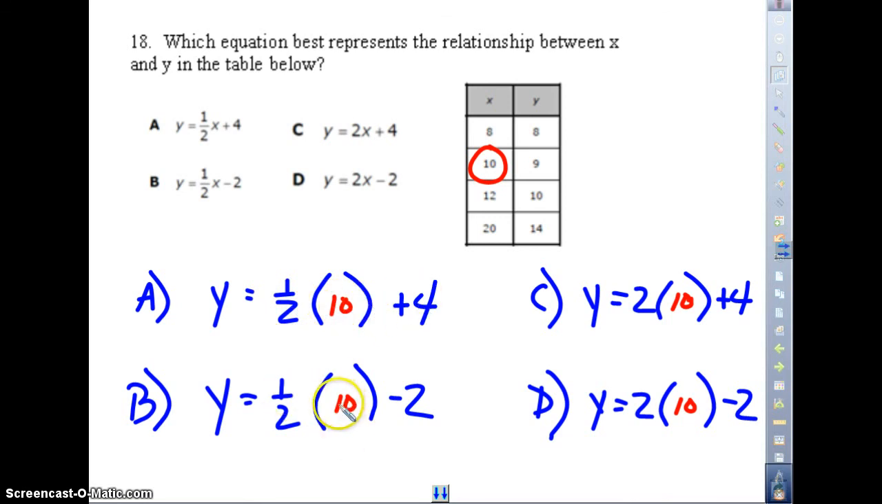Half of 10 is what? Then subtract 2 from it. 2 times 10 is what? Add 4 to it. 2 times 10 is what? Subtract 2 from it. Which one of these gives you 9 for an answer? Then once you think you know the answer, try another number. Drop another number in for x and see if you get back that number for your y.